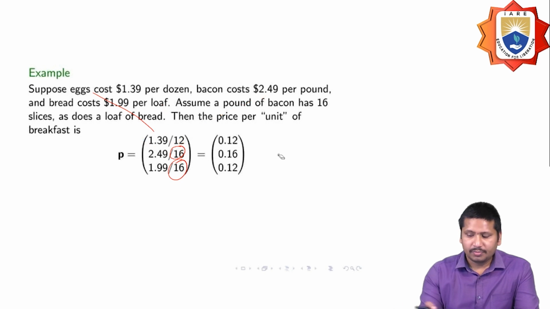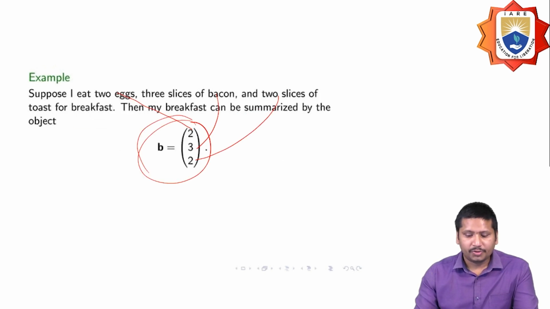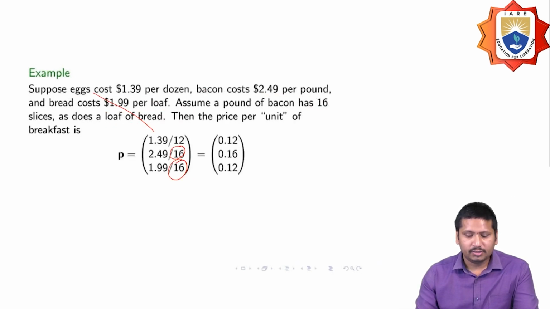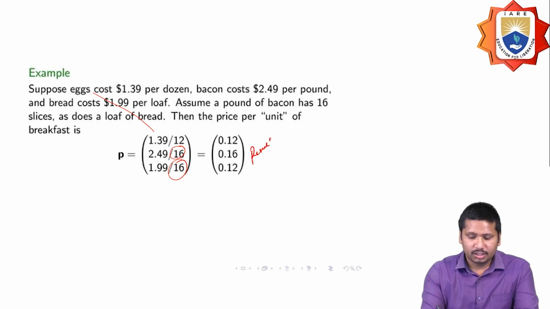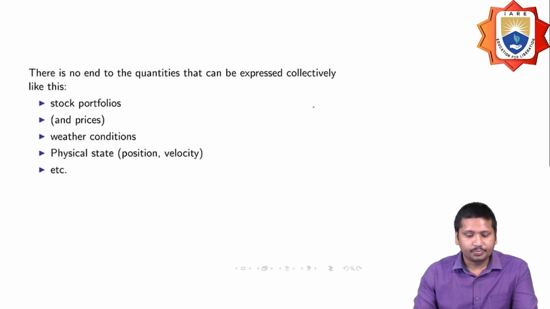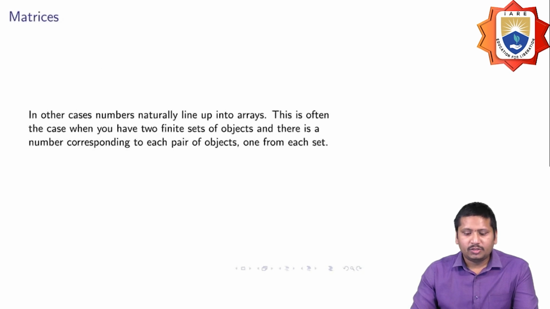The previous thing I just discussed was how it appears in the form of values. Suppose I have a problem like this, we have to evaluate it and finally get the resultant vector. The quantities need not be expressed collectively only like this; they can be stock portfolios, prices, weather conditions, physical state, etc.